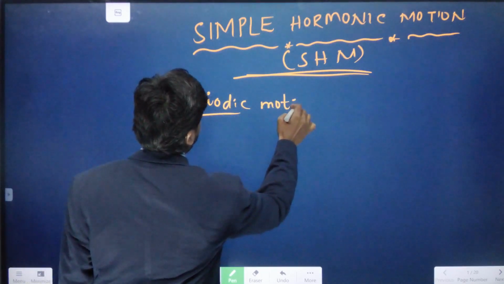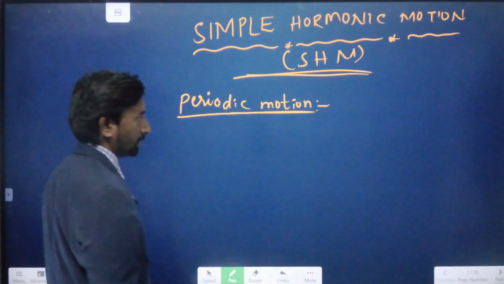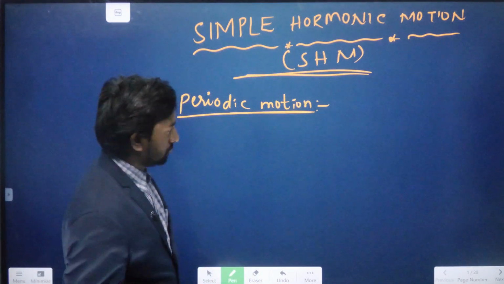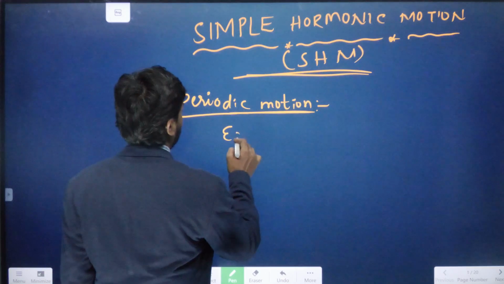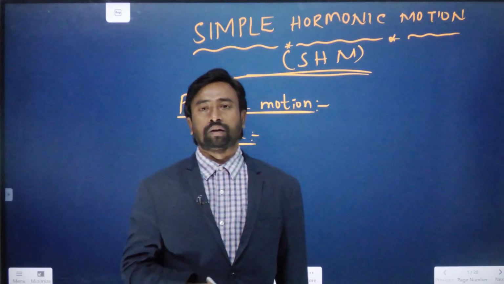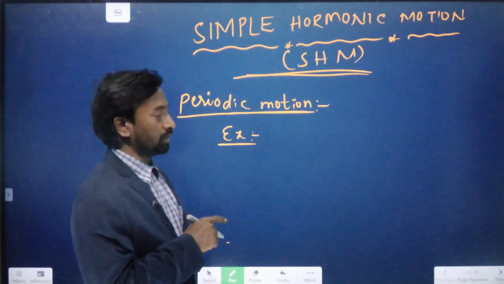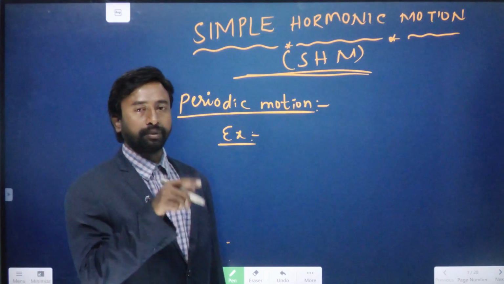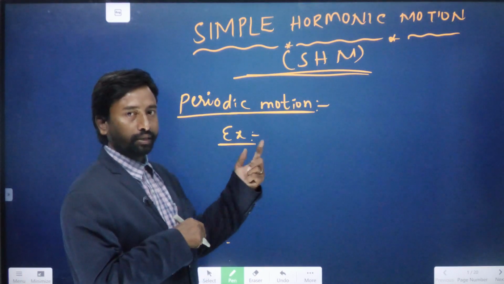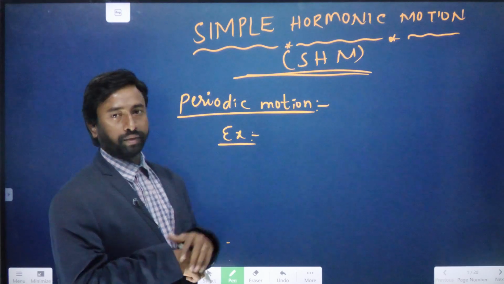motion of an object that repeats in regular intervals of time. That is said to be periodic motion. Suppose we take examples of periodic motion. The seconds, minutes and hours hands in a wall clock or a watch rotate and repeat their motion in a regular interval of time. That is an example of periodic motion.